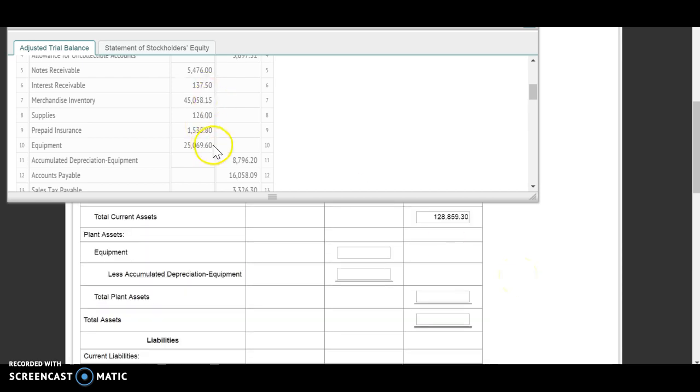Okay, our next section, we're going to fill in our plant assets. So our plant assets, first thing that they're looking at is our equipment. Our equipment is $25,069.60. Then we need to put in our accumulated depreciation equipment, which is $8,796.20. It does tell us that we're going to subtract again. Remember, accumulated depreciation is a contra account to equipment, so we subtract. Our total plant assets then are $16,273.40. To figure out our total assets, we're simply going to add our current plus our plant. Total assets are $145,132.70.